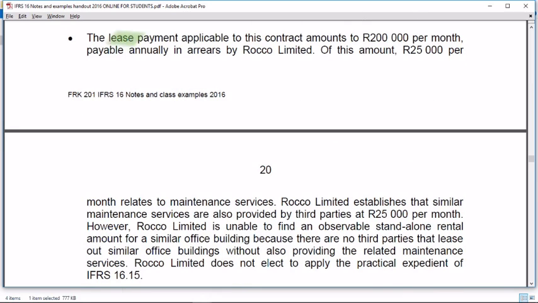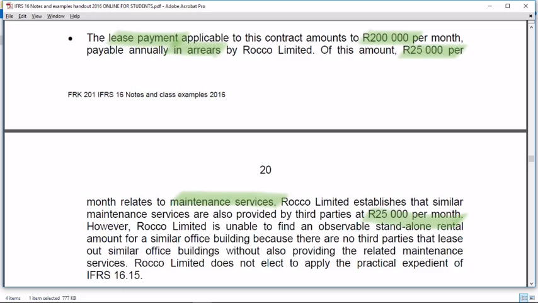The lease payment applicable to this contract amounts to 200,000 Rand per month, which is payable annually in arrears by Rocco Limited. Of this amount, 25,000 Rand per month relates to maintenance services. Now remember something we discussed before. That lease payment needs to be split between the pure lease component and a non-lease component. Maintenance services is usually a non-lease component. Rocco establishes that similar maintenance services are also provided by third parties at 25,000 Rand per month. That would now be your standalone price for those maintenance services.